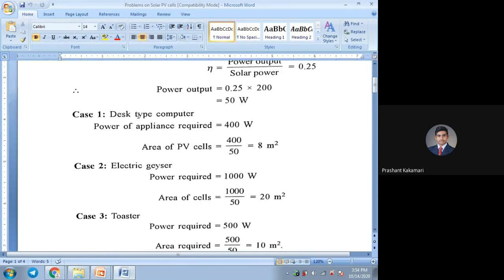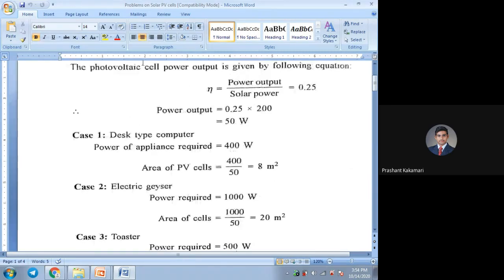Now for 400 watts, how many cells do we need? A simple example: you can take the ratio of 400 watts by 50. So the area of the PV cell required is 8 meter square, or else the number of same cells required is 8. Per unit area they have taken 25%, so you can assume 1 meter square is the area of one PV cell. It may not be 1 meter square only, but you can assume one cell. So similarly here 8 cells are required, or the total area of PV cells we need is 8 meter square.